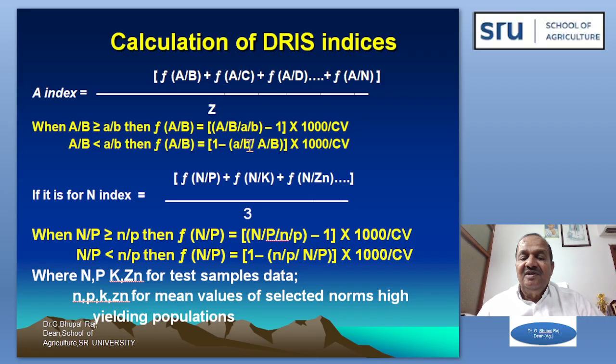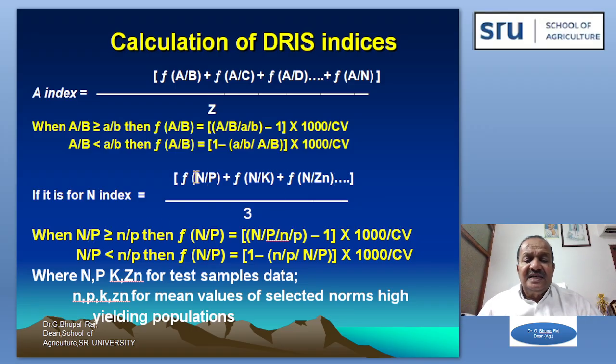This is the reference value divided by the test value, into 1000 by CV value. Using these values, depending upon the test value samples with reference to these norm values, we have to select the calculation. For example, if it is for nitrogen index, we are calculating for nitrogen, phosphorus, zinc. For example, this is the function value of N by P, N by K, N by zinc.